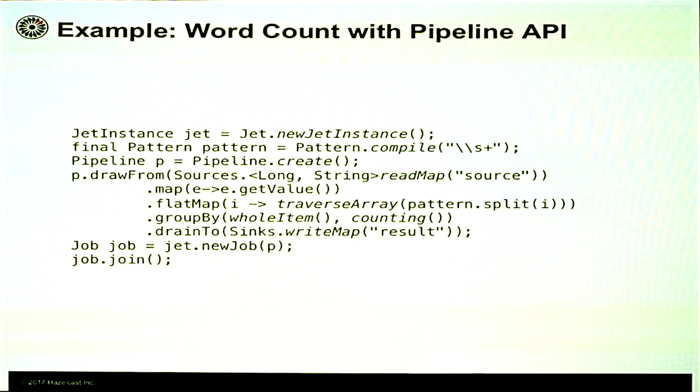Again, instead of JET get map, you do source.readMap. You provide a Hazelcast map in this case.